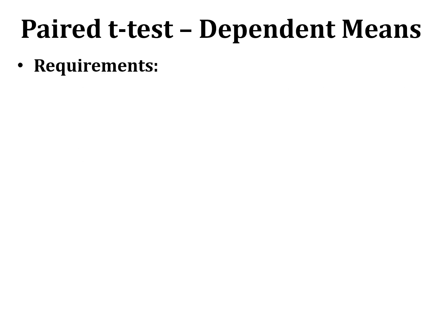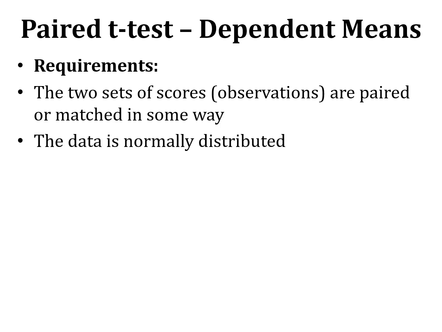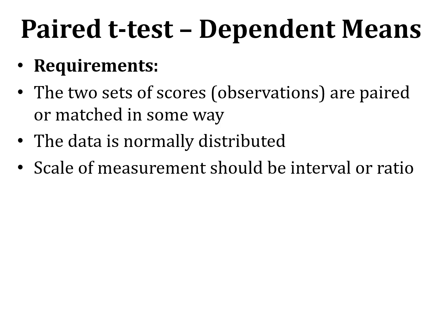Now let's see what the requirements of the paired t-test are. The first requirement, as its name indicates, is that the two sets of scores or two sets of observations are paired or matched in some way. So the two observations should not be independent of each other, rather they should be paired. And the data is normally distributed, that is, the observations follow a normal distribution pattern.